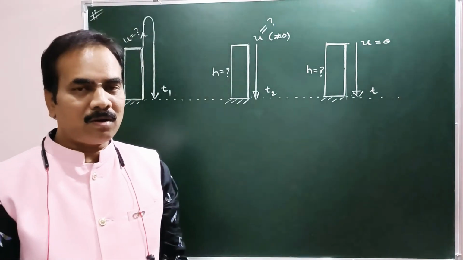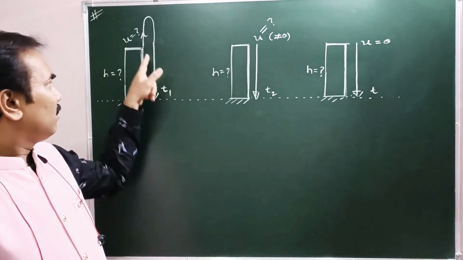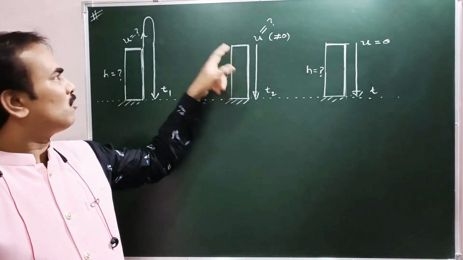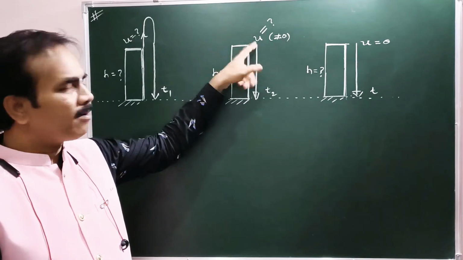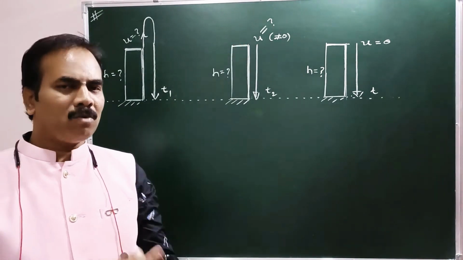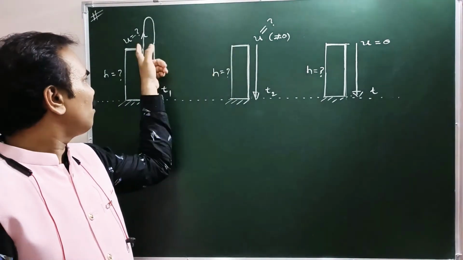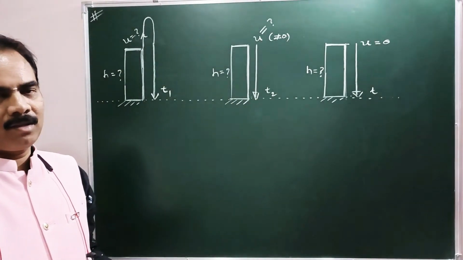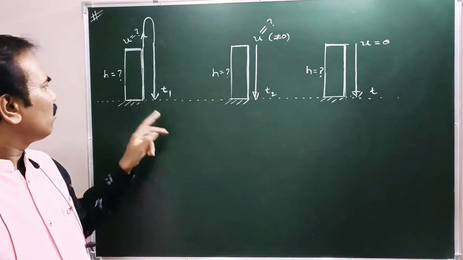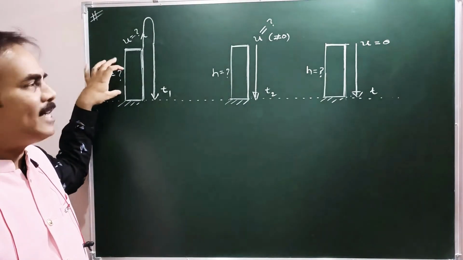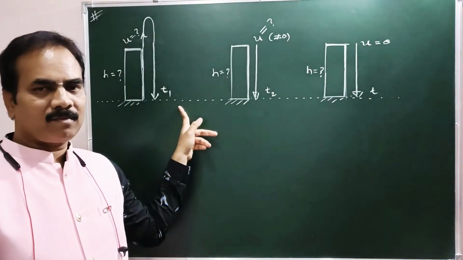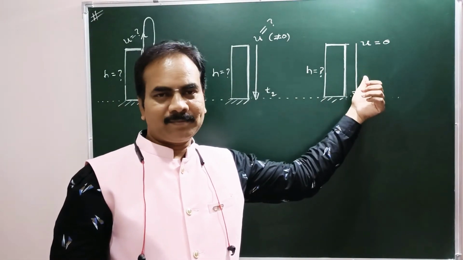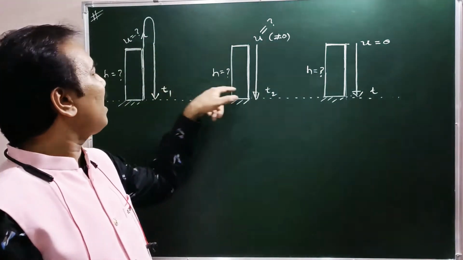Now I want to know the velocity of projection in case of first and second situations. Of course, the velocity of projection here and there is one and the same. I want to know the velocity of projection in both first and second situations in terms of T1 and T2. Right? Moreover, I want to know the height of the tower in terms of T1 and T2. Right? I want to know the time taken by the freely falling body, T, in terms of T1 and T2.